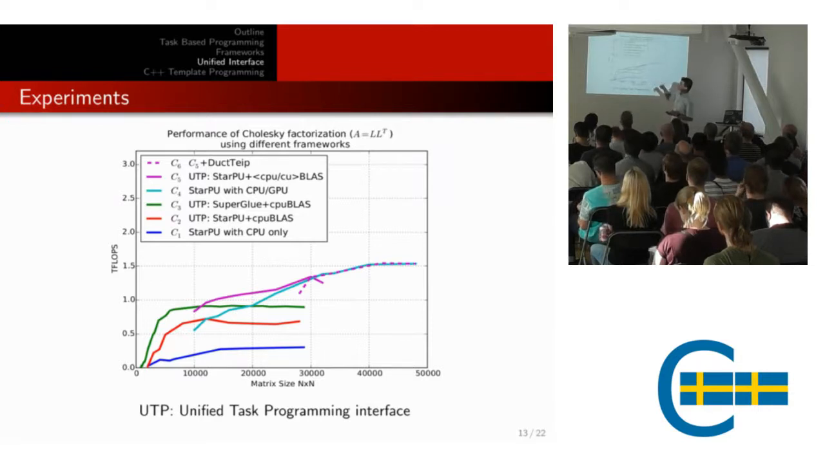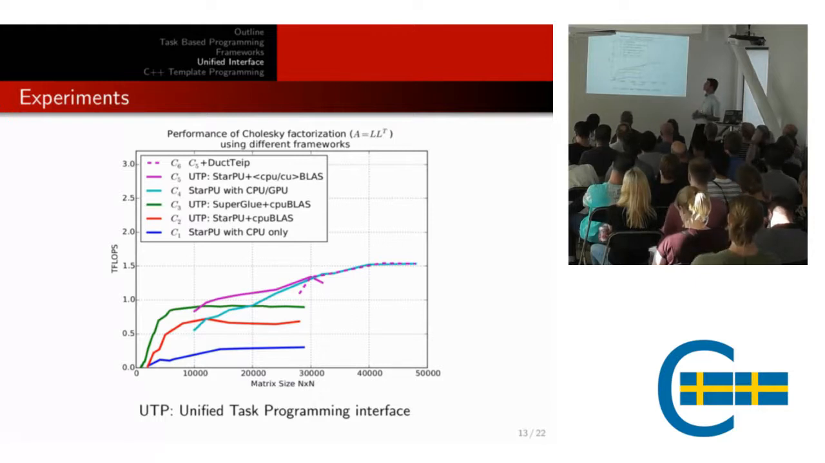And different frameworks with different configurations are used for running this single application whose code is written once. That's the point. I write the Cholesky factorization using this unified interface. I abbreviate it as Unified Task Programming, UTP. I write the program in terms of UTP interface calls, task definition, input-output data, partitioning, and so on. And then I can link my code with different libraries configured by different frameworks.